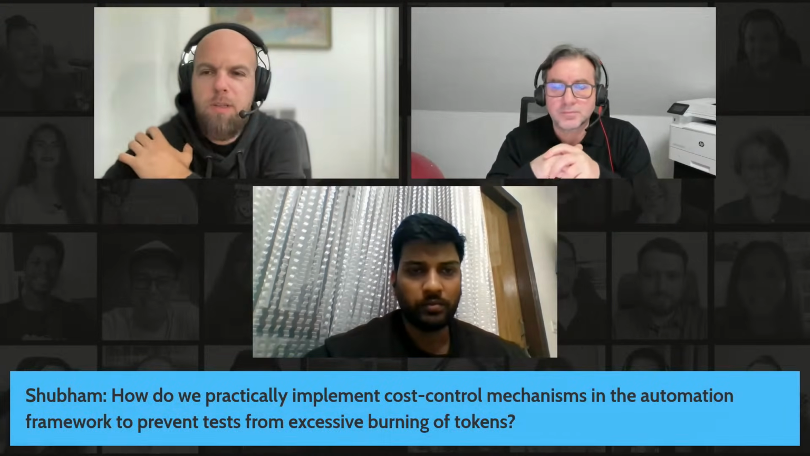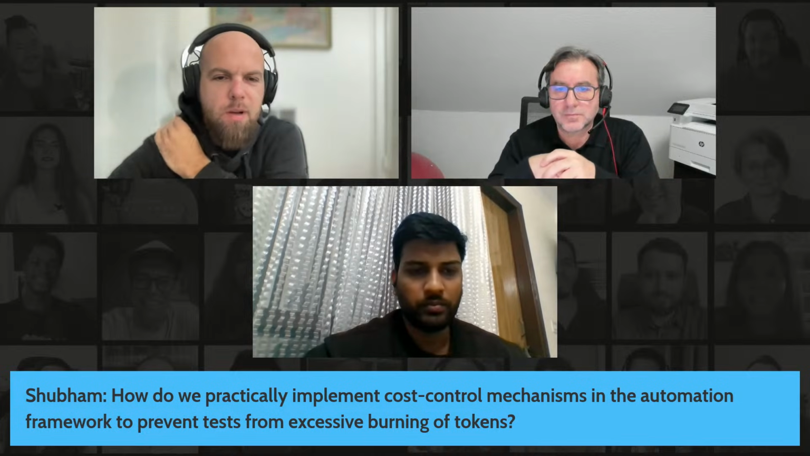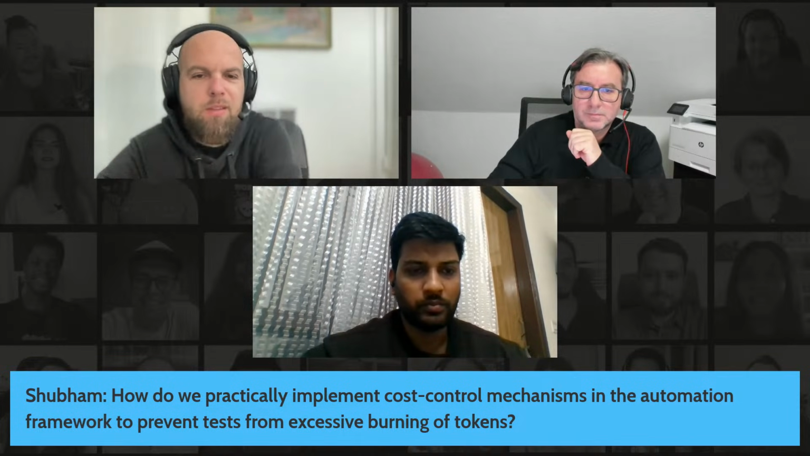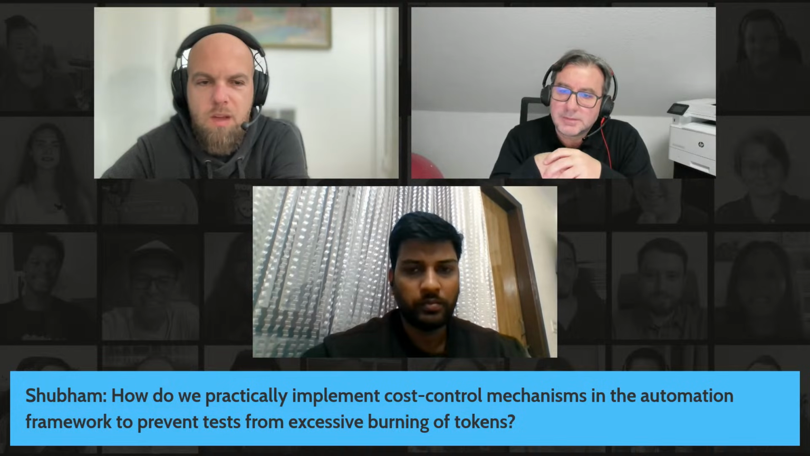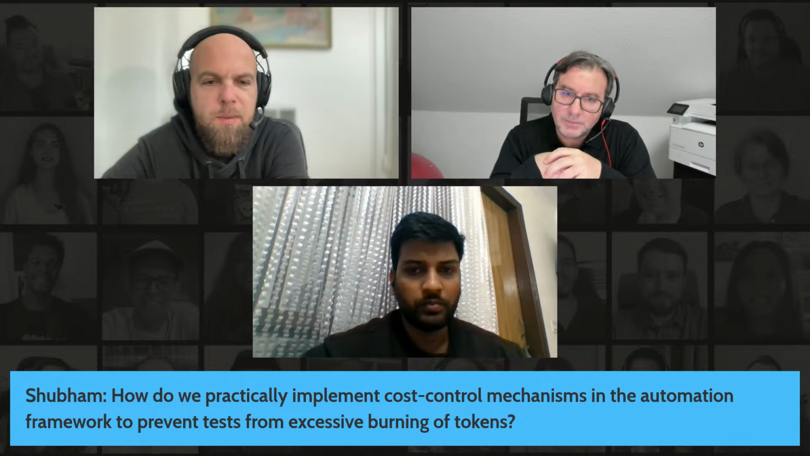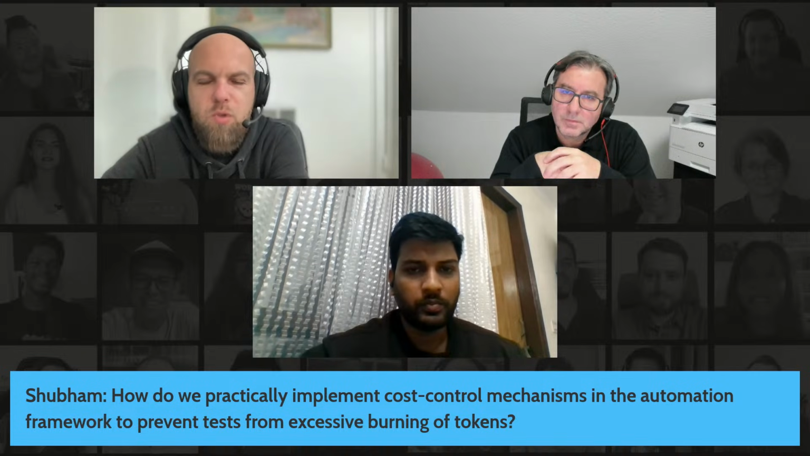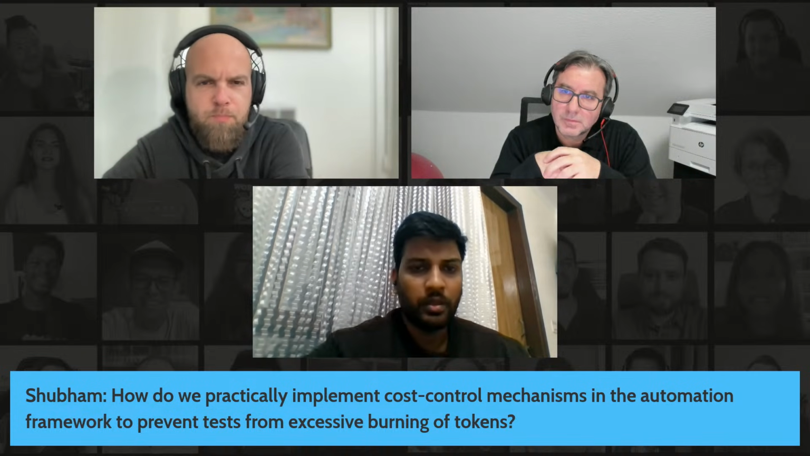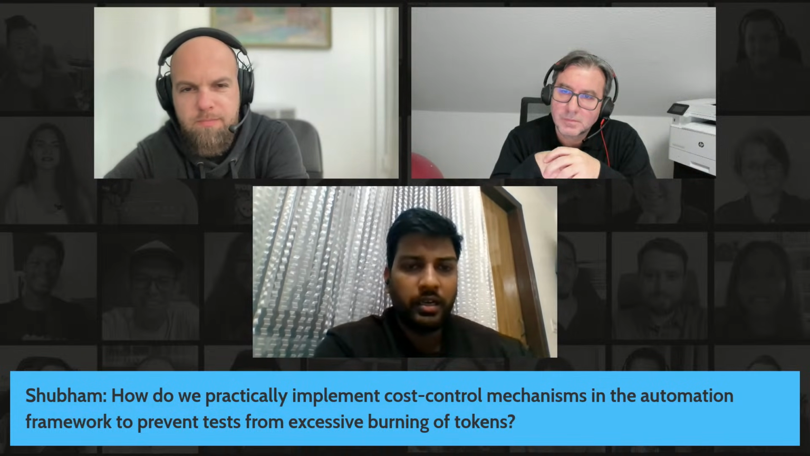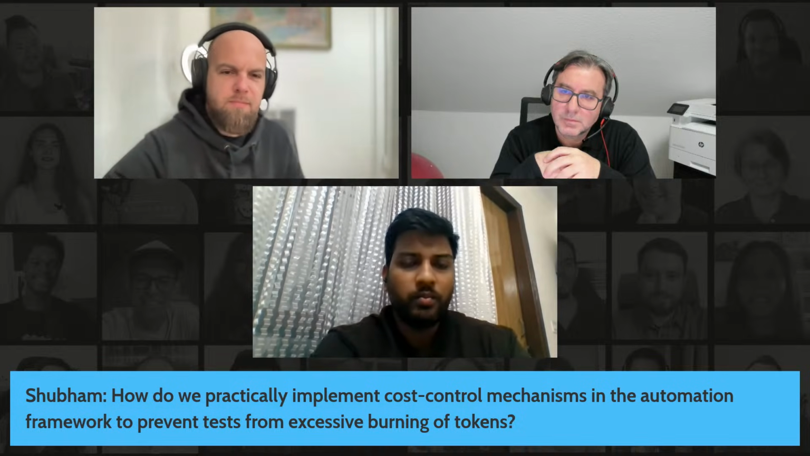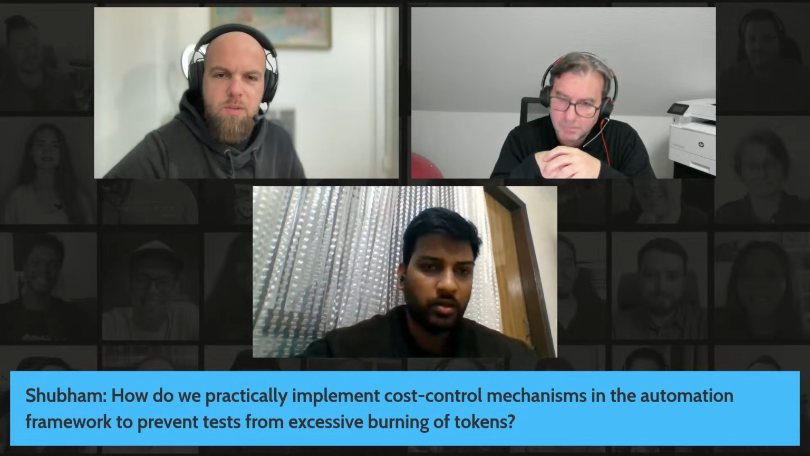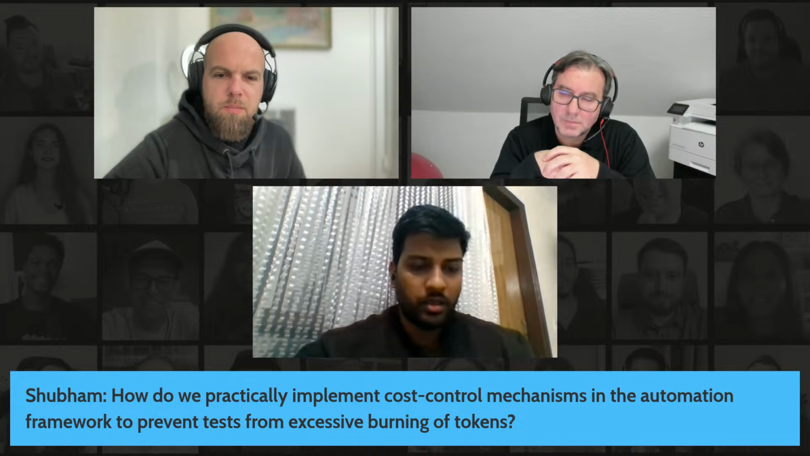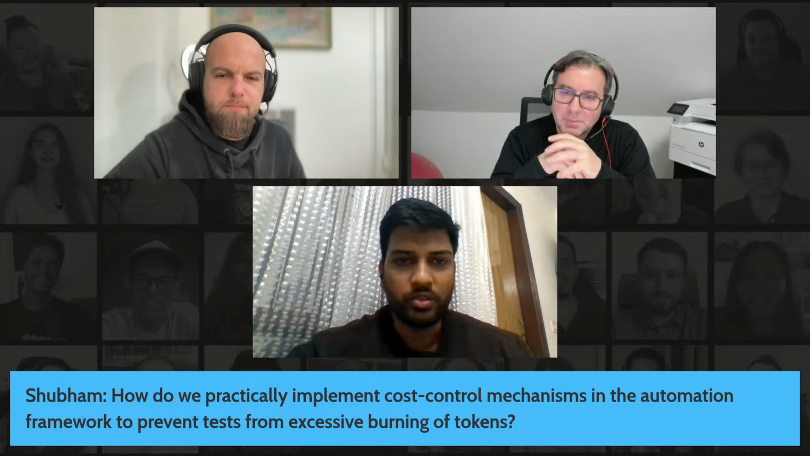Cool. I like it. And Shubham, how do we practically implement a cost control mechanism in the automation framework to prevent tests from excessively burning tokens? I guess you are muted. You need to unmute, brother. Okay, I'm really sorry for that.